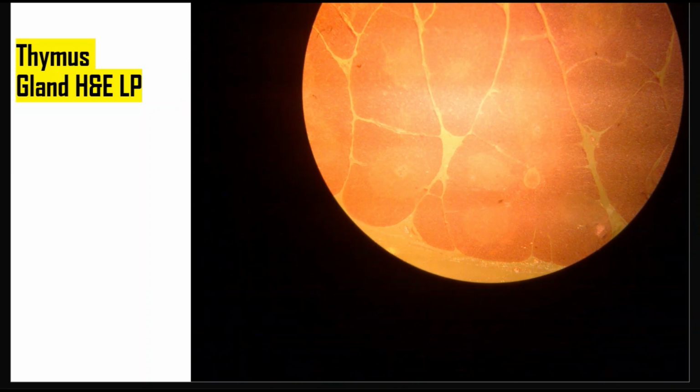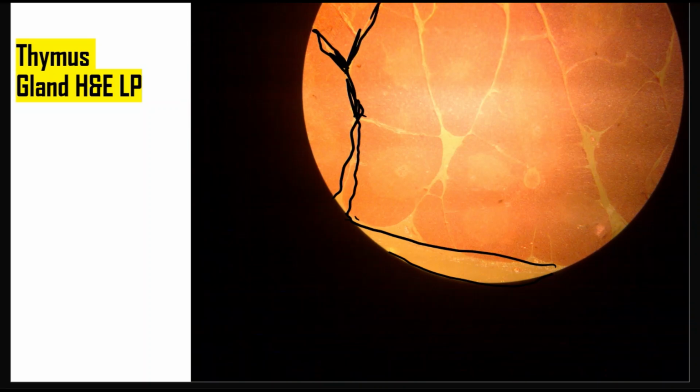Okay, so here, this is a capsule. So this is where the capsule is, and then the capsule is giving off these, which are called septa. So these septa are dividing the thymus into lobules. So there's a lobule here, there's a lobule here, there's a lobule here, as you can see, even here, a lobule. The septa is dividing it into lobules.